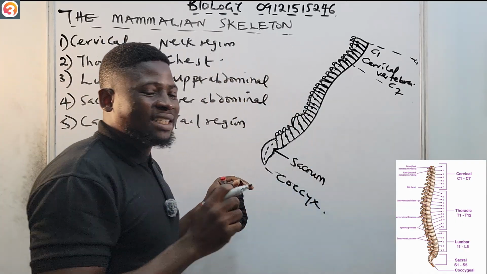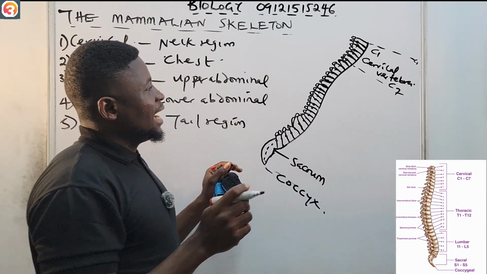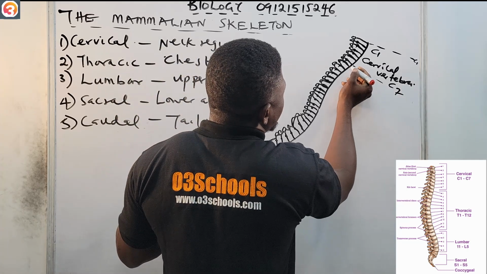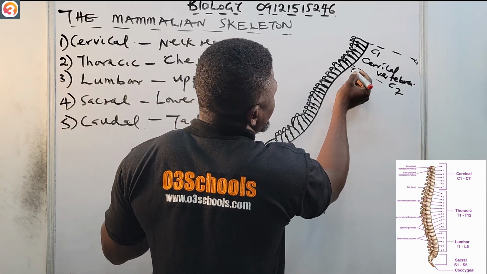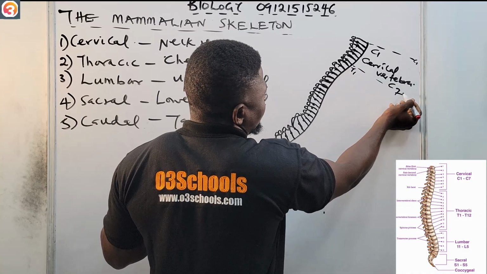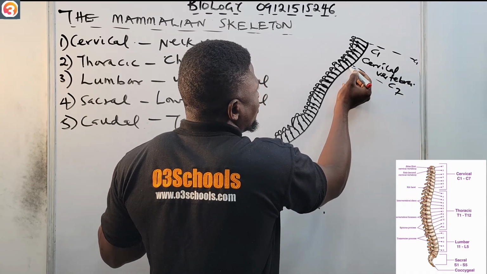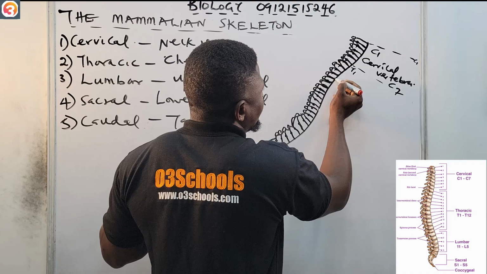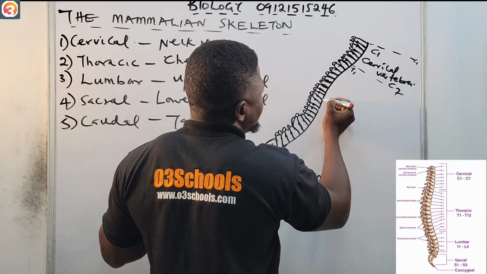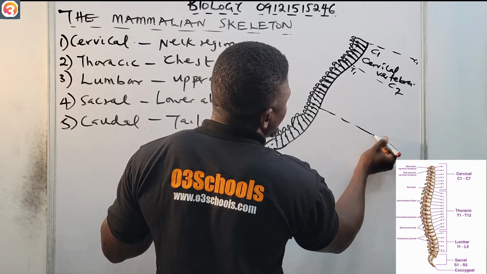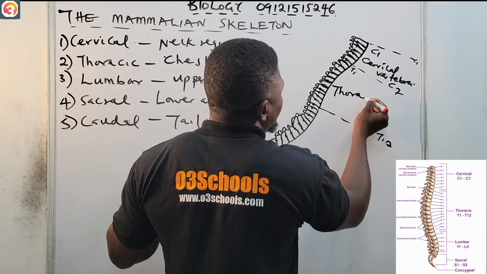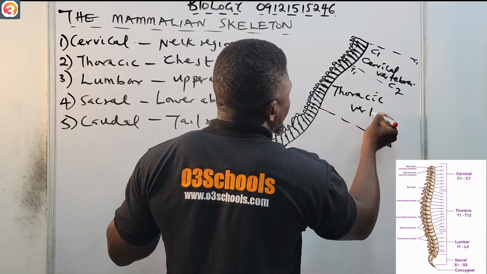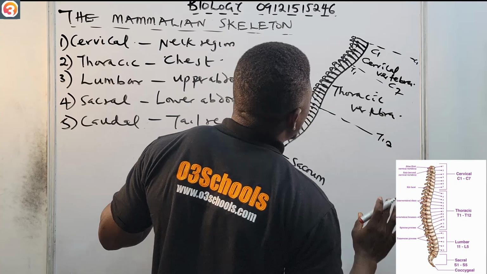The next one is the thoracic vertebra. Because it is the thoracic vertebra, let us count. There are 12 in number. T1 will start from here, where C7 ends. 1, 2, 3, 4, 5, 6, 7, 8, 9, 10, 11, 12, somewhere here, which is T12. From T1 to T12, this is the thoracic vertebra. There are 12 in number.